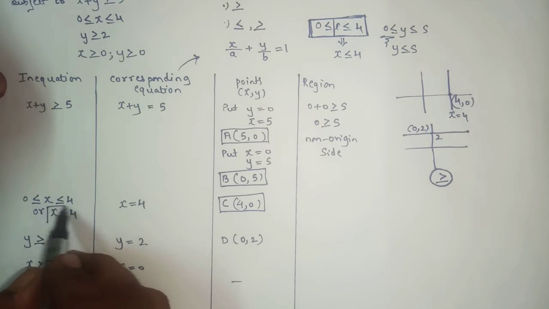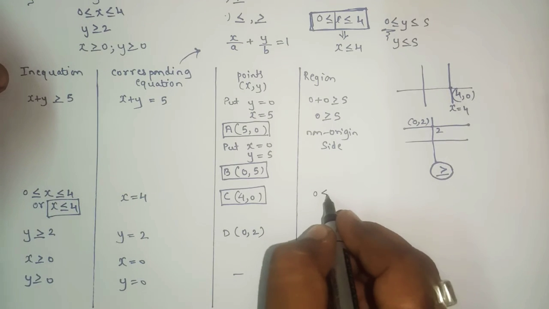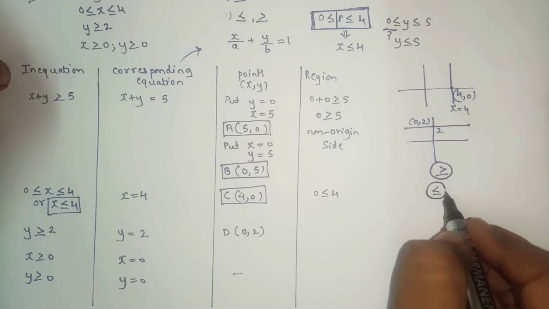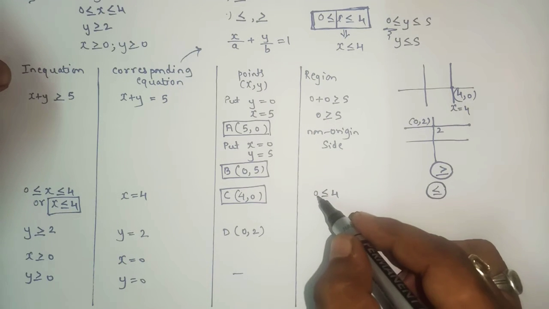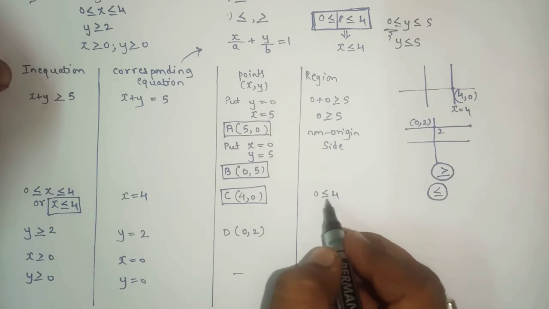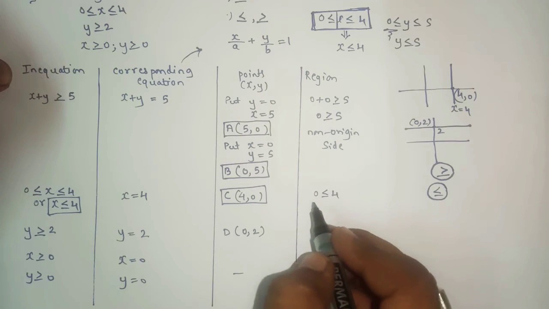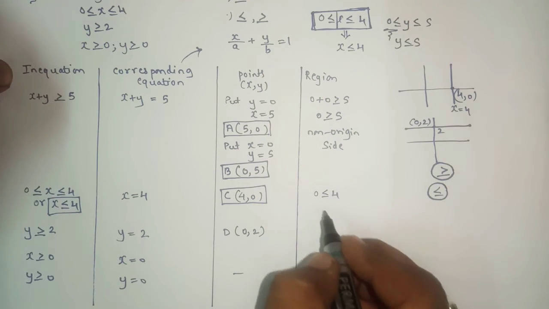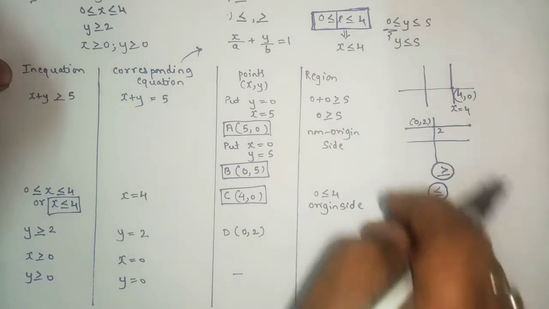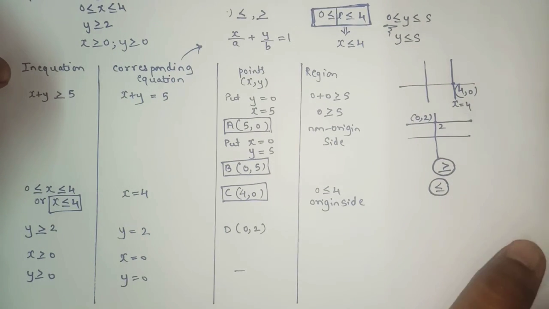As here we have x less than equal to 4, so that means 0 less than equal to 4. Out of these two conditions, any one condition should satisfy, either it should be less or equal. As here 0 is less than 4, one of the two conditions is satisfied. So here we can write as what? Origin side. So this is the proper method in which you can guess whether it lies on the origin or non-origin side.